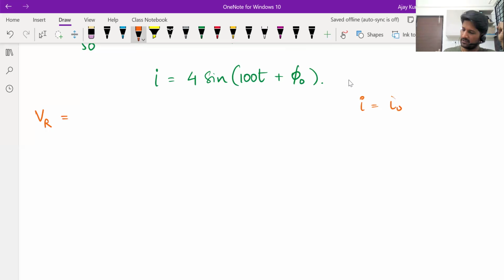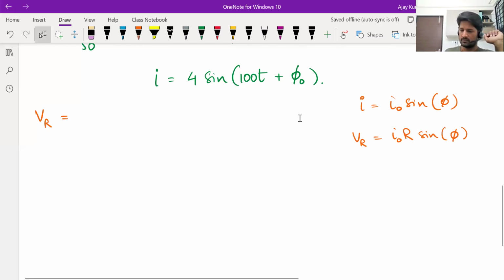If I is given as I naught sine something, let's say sine phi, let's call the total phase phi. Then voltage across the resistor will be I naught R, and the resistor will keep voltage and current in the same phase. So whatever is the phase of the current function, take it as it is for the voltage function. Did you understand or not? Yes, sir. Understood. Okay. In this problem, the resistance given was 30 ohms. So now tell me the voltage equation, voltage across the resistor.